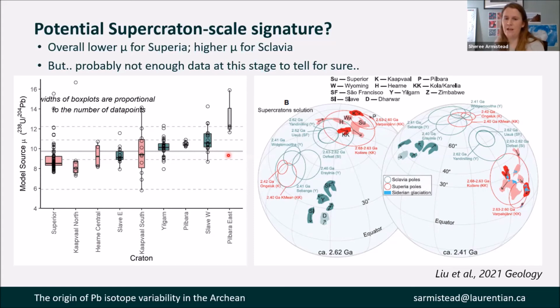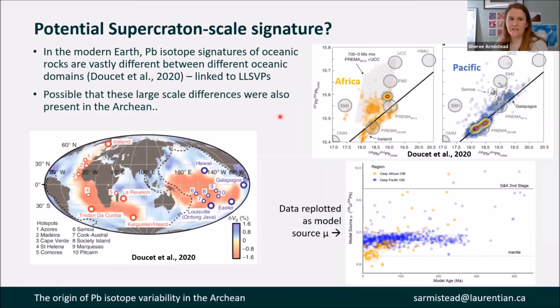Something else that adds a bit of weight to this idea is that in the modern Earth, for example, lead isotope signatures of oceanic rocks are really different between different oceanic domains. Luc Doucet published this paper last year and looked at the African domain versus the Pacific domain here. I've just replotted these as mu values because that's what we're talking about today. And you can see that they're really quite different. So if this is occurring in the modern Earth today, then it's quite possible that these really large scale global differences were also occurring in the Archean.